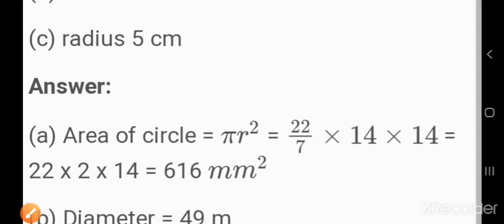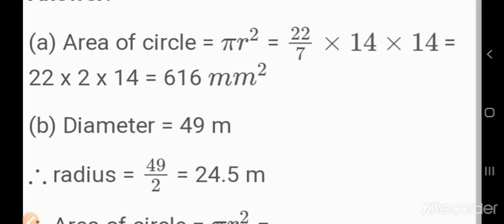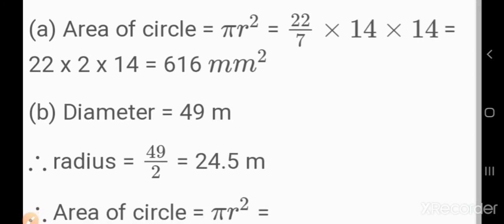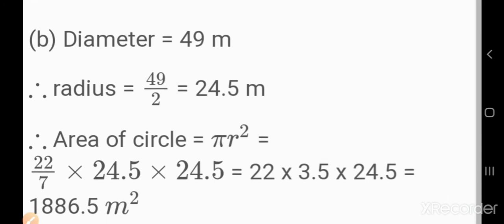Now, the next problem: the diameter is given as 49. Radius is what? 49/2. So, diameter equals 49 meter, then radius equals 49/2, that is equal to 24.5 meter. Area of the circle is pi r square. Now, pi value 22/7 into radius 24.5 into 24.5.